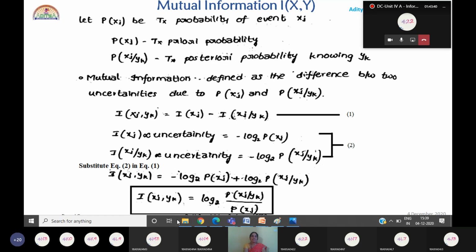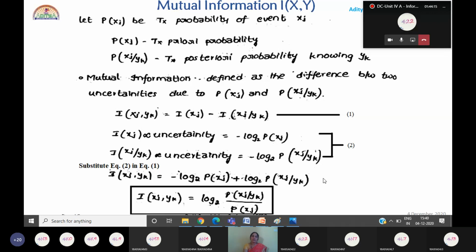So this is the equation for mutual information due to the events xj and yk. The average of all the values gives you the overall mutual information capital I of x comma y. Okay, so what is the expression for I of xj comma yk? It is log of p of xj by yk divided by p of xj. So this is the transmitter mutual information.